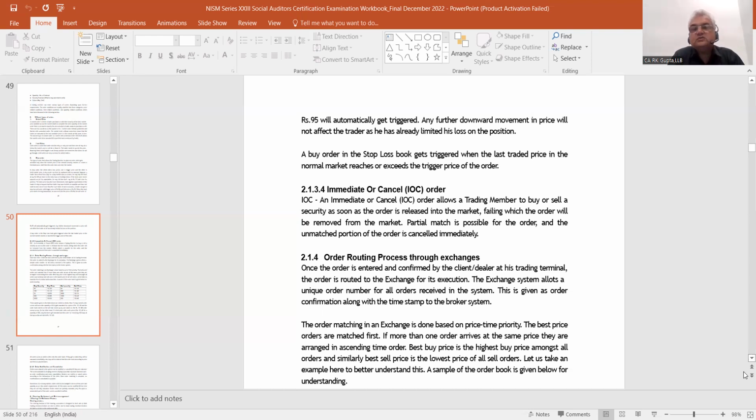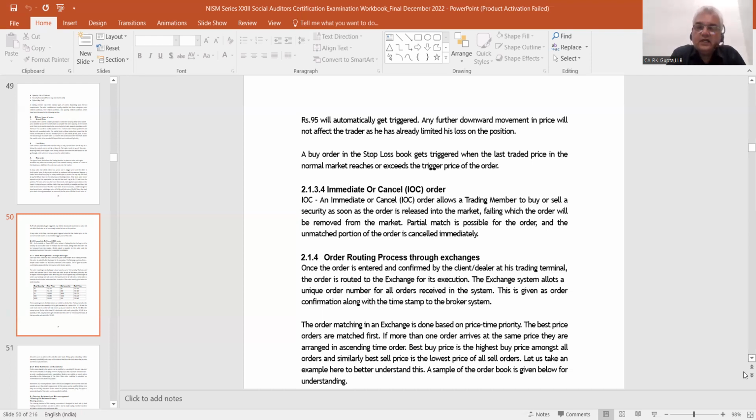Then, order routing process through exchanges. Now we have some basic idea as to how the stock moves. Those who are trading on a daily basis may have much more clarity, but there may be some participants who have not dealt in the stock market. There are persons like me who have never dealt in the stock market. So, order routing process through exchanges.